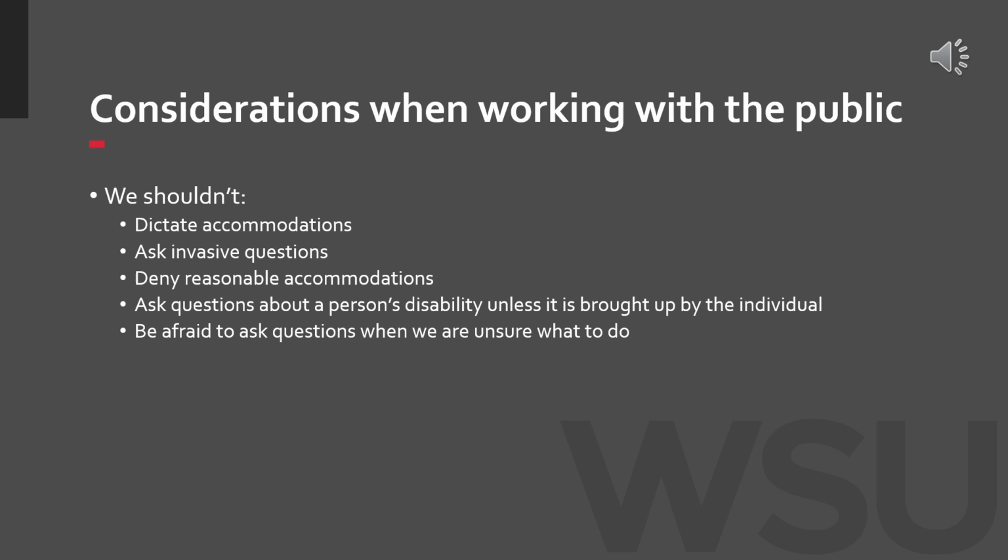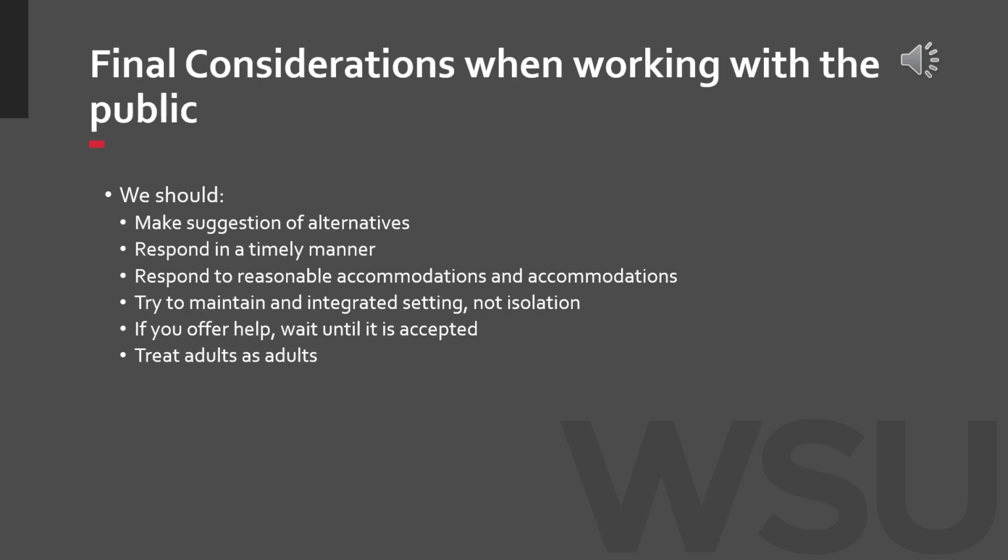We don't want to ask invasive questions about the nature of an individual's disability or for private medical information or records. We shouldn't deny a reasonable accommodation request until all possible alternatives have been explored. If we are unable to fulfill the accommodation, we need to document and provide a clear reason for the denial. Don't ask questions about a person's disability unless it is brought up by the individual. We shouldn't be afraid to ask questions when you are unsure of what to do. Lastly, we should make suggestions of alternative accommodations or ask for clarification on an individual's needs.